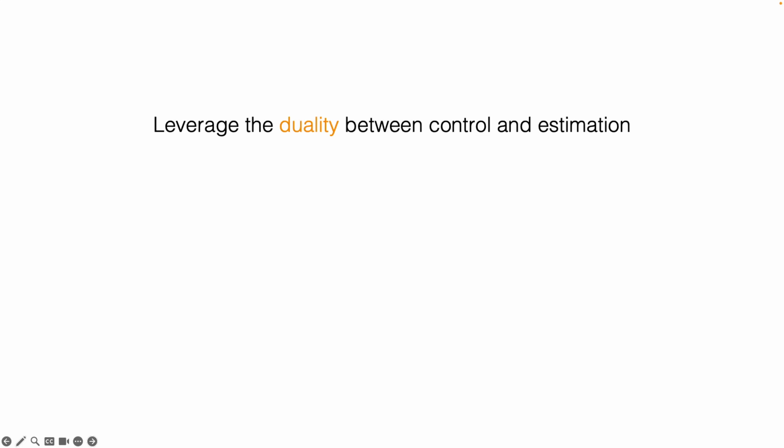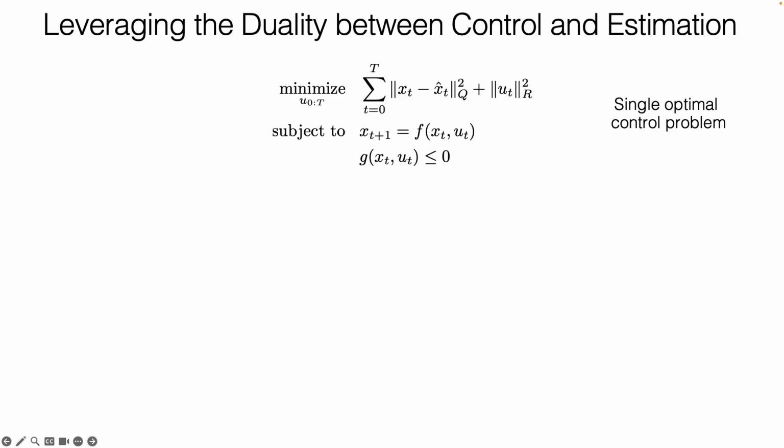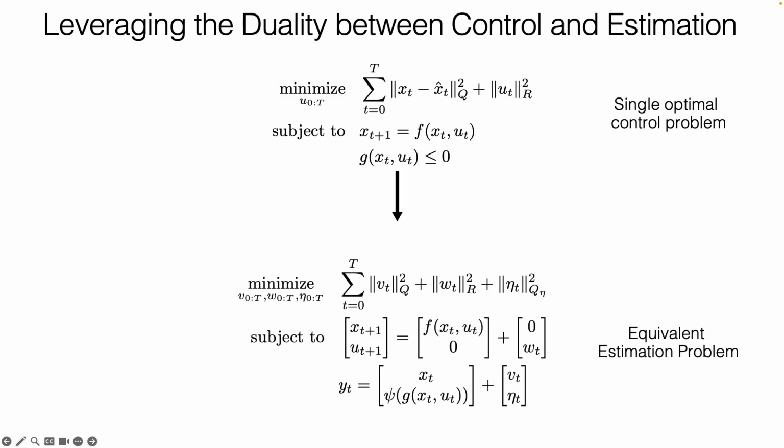Our key idea is that we want to leverage the duality between control and estimation. And we want to use implicit particle filter to efficiently identify coarse estimates of multiple local minimizers of the potential function. We first convert the problem of optimizing the potential function into an equivalent problem of estimation.